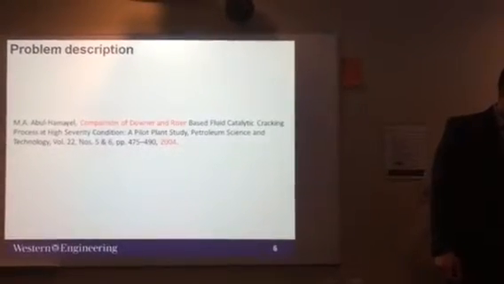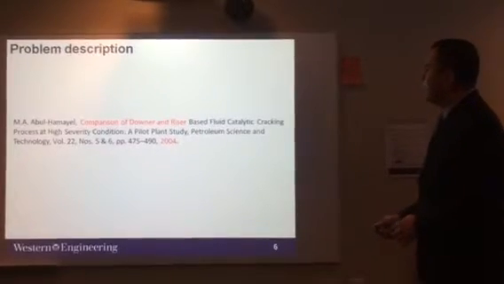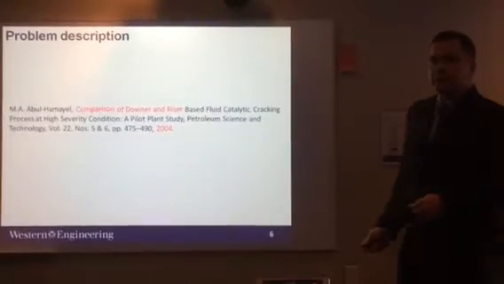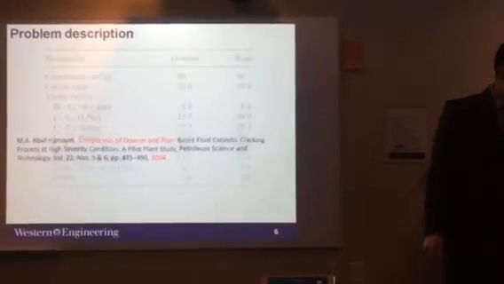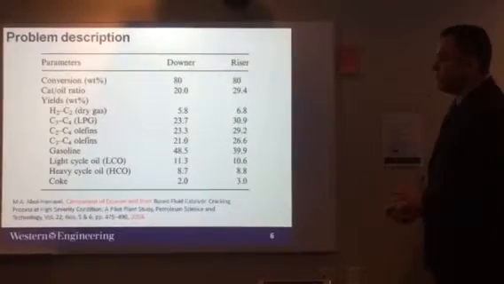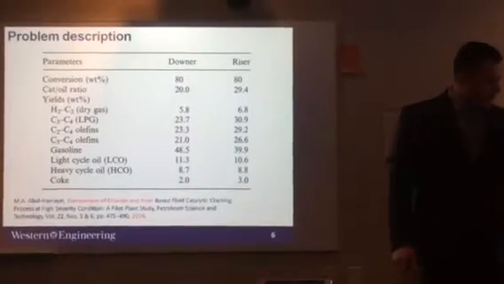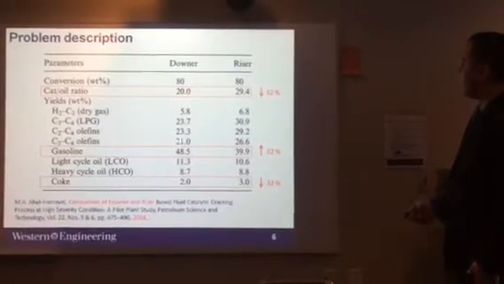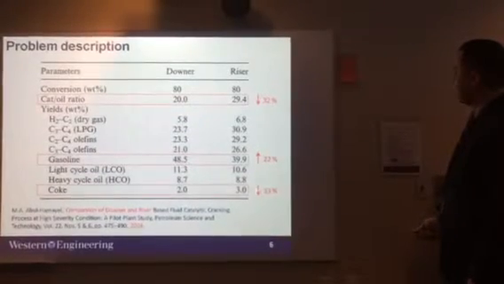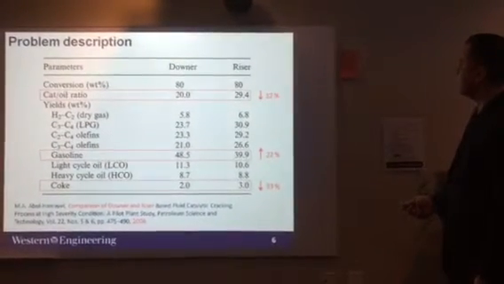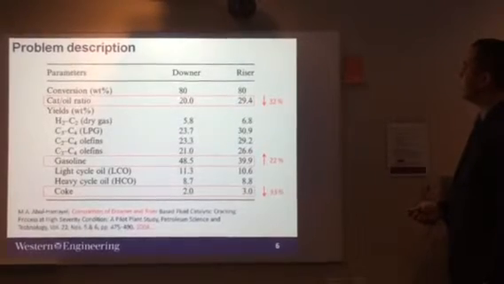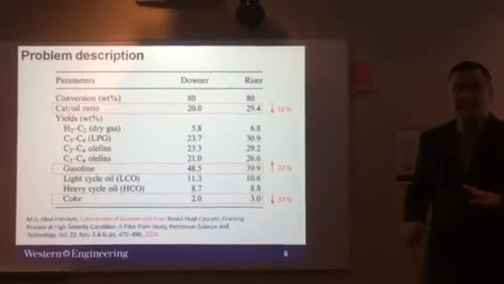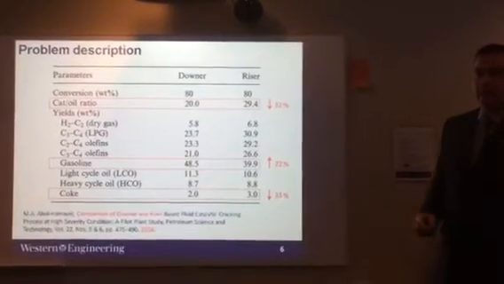In 2004, Abdul Hamayer did a pilot plant study comparing downer and riser for FCC application. And what he found was that when comparing with similar operating conditions, in the downer a 22% higher amount of gasoline was found, with a lower amount of coke and a 32% lower amount of catalyst needed in the unit. So these results are very promising for the application of downers in industrial processes.